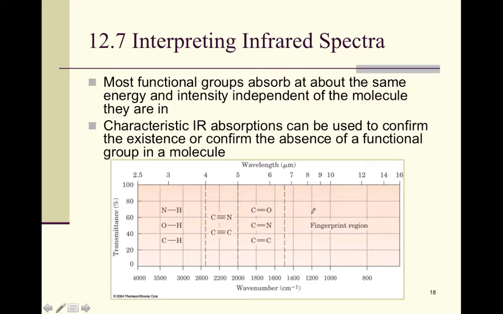Anything below about 1400 is known as the fingerprint region, and that's where we can really get some identification of specific compounds. Now the functional groups pretty much all are above 1500, but these different peaks down here in the fingerprint region can also give us some information.